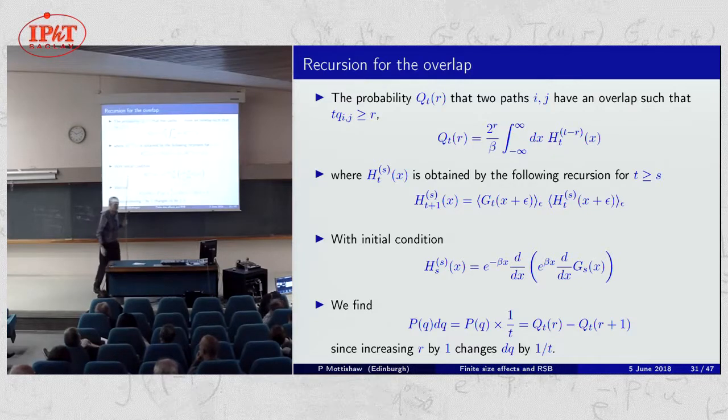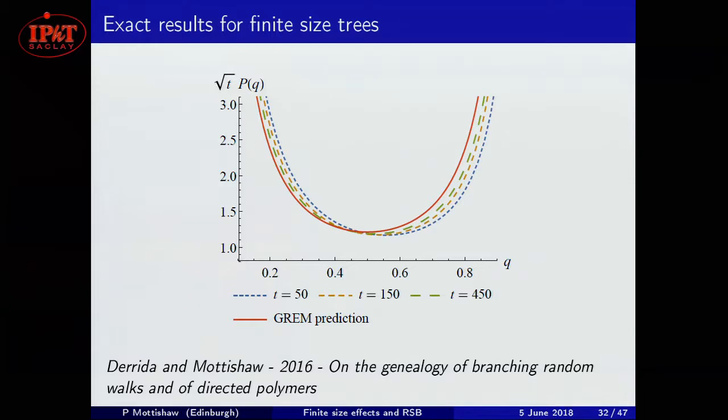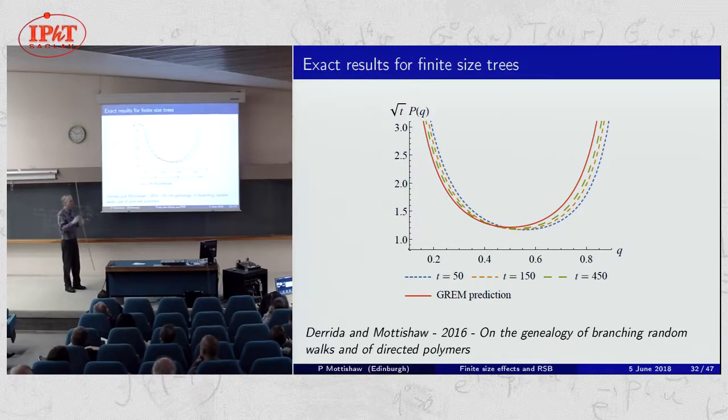And you can generalize this in various ways. And by numerically solving that recursion for G and then for H, we can then get our estimate of P of Q. And this then gives you the finite size corrections with the dashed lines here for the different sizes of tree. And this, what I come on to, is our analytic prediction of what the infinite size system would look like.